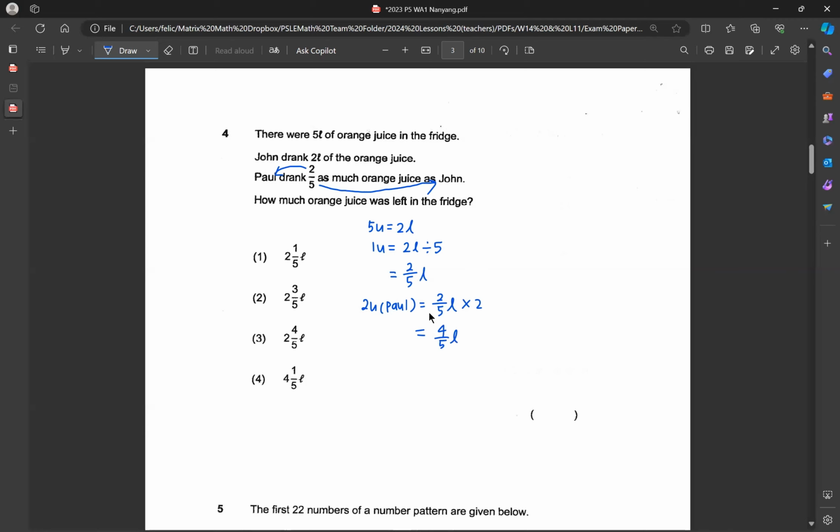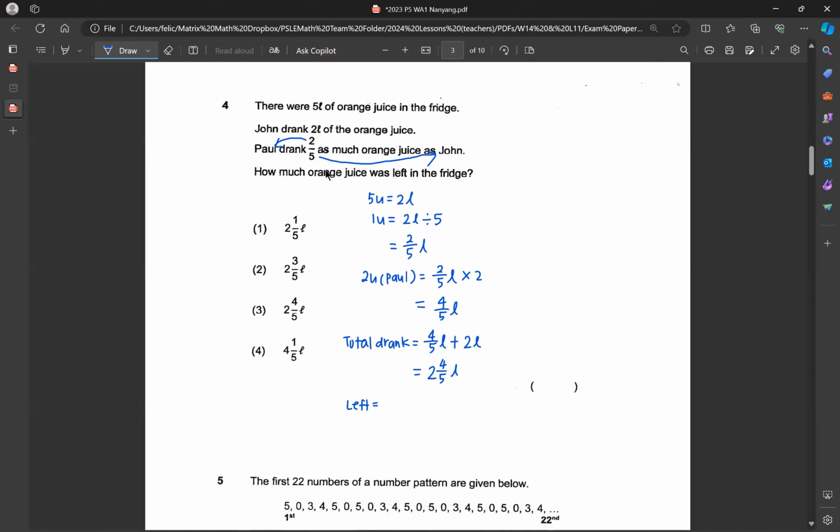All right, now since we need the leftover, let's work out the total that they drank first. Total drank will be what Paul drank plus what John drank, and I know John drank 2 liters from the question given. So if you add this up, this will be 2 and 4/5 liters that they have drunk, which means that now I can work out the leftover.